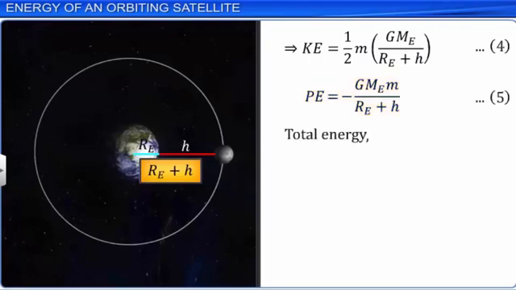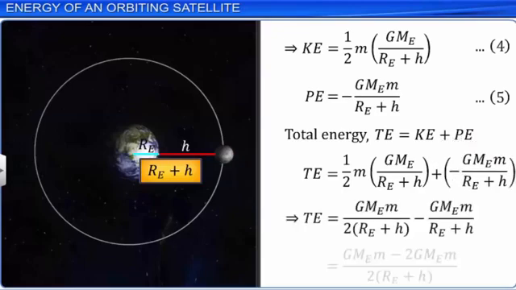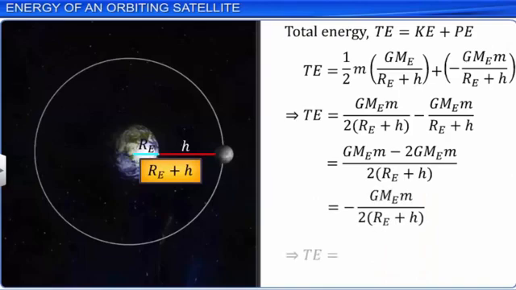Now the total energy of the Moon in its orbit is determined by the sum of its kinetic energy and potential energy. Thus, the total energy of the Moon or any given satellite revolving in its orbit around the Earth at a given height is expressed as minus of G ME m divided by 2 times RE plus h. The total energy of an orbiting satellite is found to be negative. Let this be equation 6.